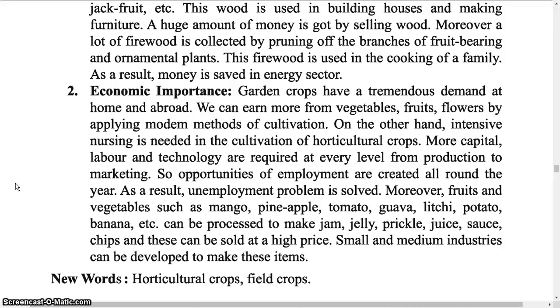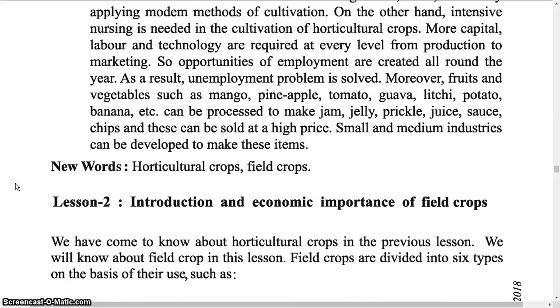Moreover, fruits and vegetables such as mango, pineapple, tomato, guava, lychee, potato, banana, etc. can be processed to make jam, jelly, pickle, juice, sauce, chips, and these can be sold at a high price. Small and medium industries can be developed to make these items.